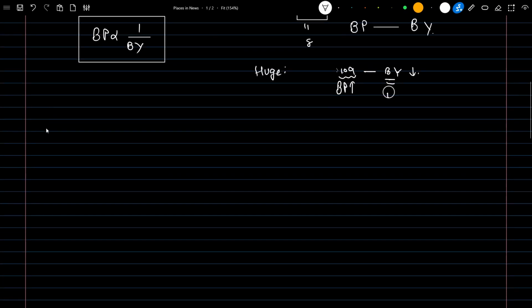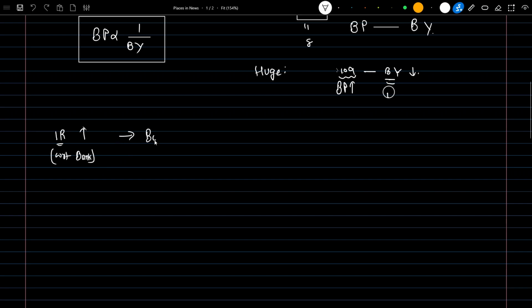So let's revise what we taught. Whenever the interest rate is increasing, note that this is not the interest rate of the bond here. Whenever we use the word interest rate, it is always with respect to bank interest rate. So if the interest rate of the banks is higher, it means I am getting more money when I deposit money in the bank because I am getting more interest. So then demand for the bond will be less.